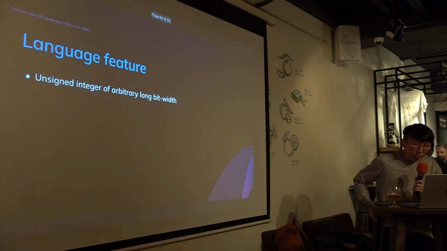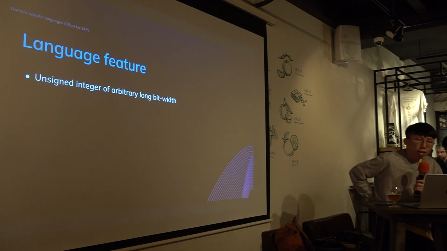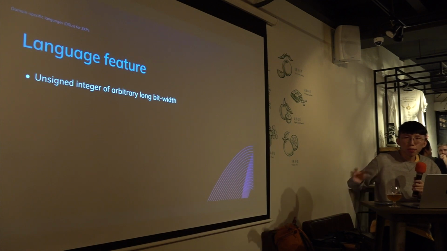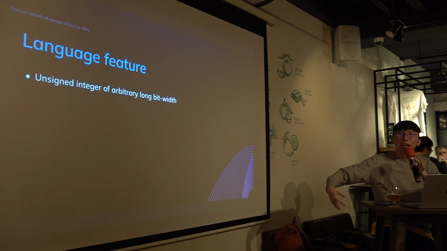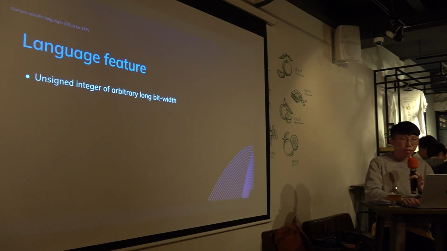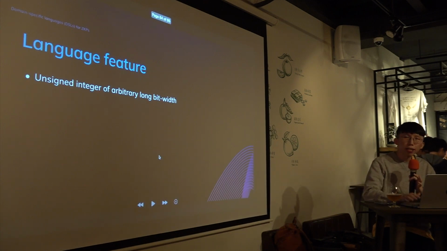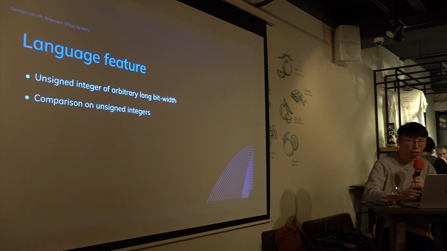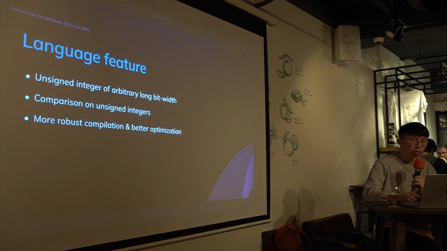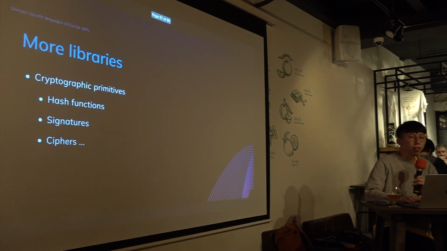The unsigned integer we have in Keelung right now actually doesn't support arbitrary bit width. It can only support unsigned integers if the bit width is within the range of the underlying field, and we would like to extend that to arbitrary length. Also, we don't have comparison operators on unsigned integers yet, so we want to add that to the language. And we also want to add some more robust compilation and testing optimization.